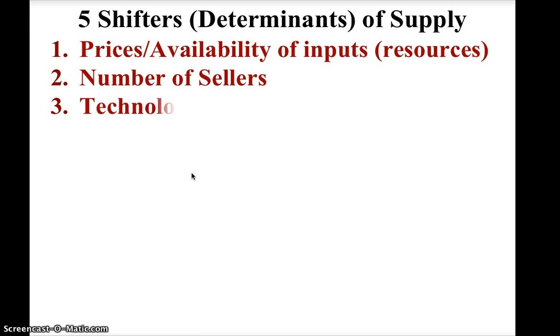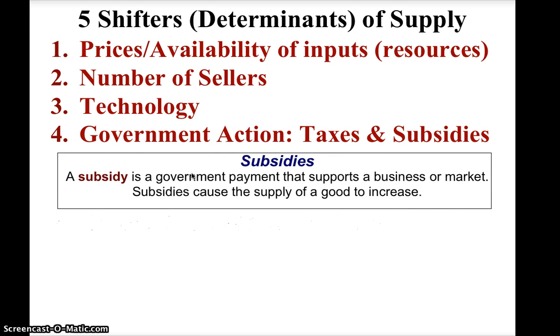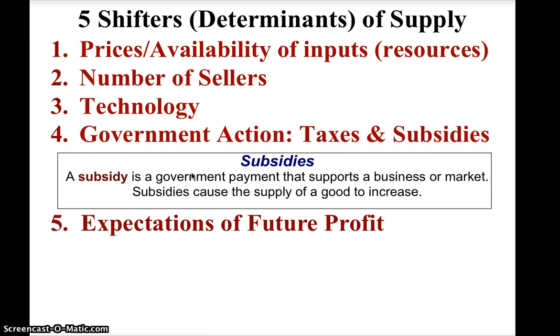And here are the 5 shifters of supply. Prices and availability of inputs, meaning in cereal, we're talking about the availability of corn and wheat. The number of sellers, so if all of a sudden new cereal companies are created or some go out of business, that's going to affect supply. Technology, obviously, if it's an improvement in technology, it's going to increase supply. If it's a step back in technology, you might see a decrease in supply.